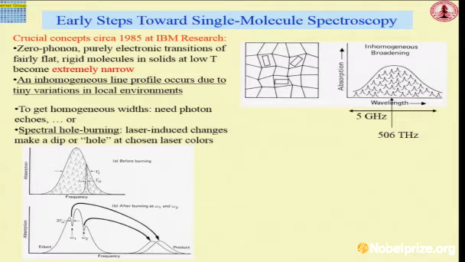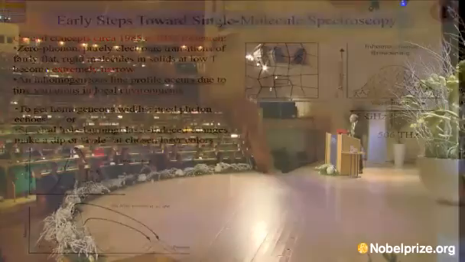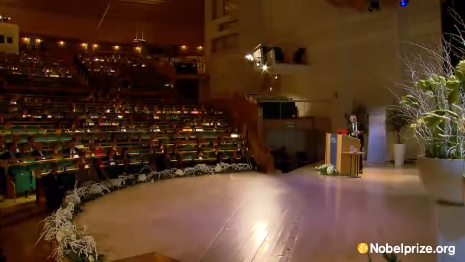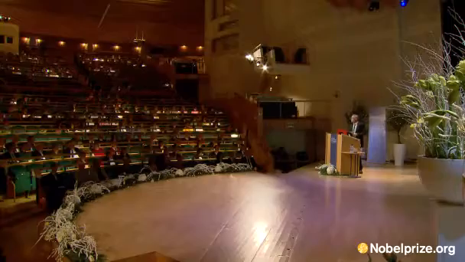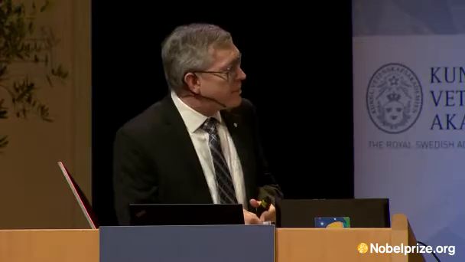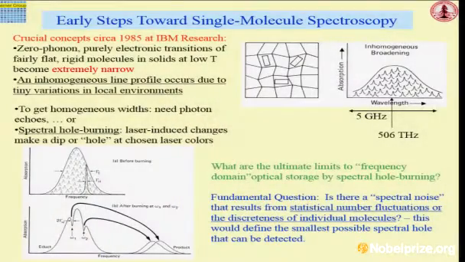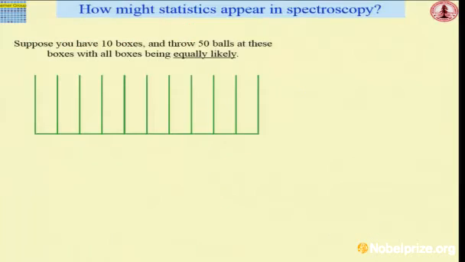But an exciting aspect for me at that time is that at IBM, not only was technology important, but science was also important. And I could ask this fundamental question: what are the ultimate limits to frequency domain optical storage if you use this hole burning idea? In particular, there's a question that came to our minds: is there a spectral noise of some sort that results from statistical number fluctuations or the discreteness of the individual molecules, which would define the smallest possible hole that could be written?